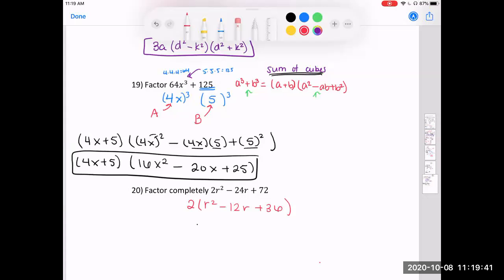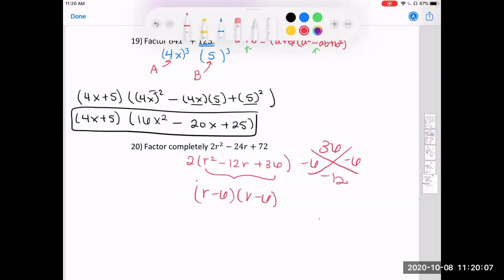Okay, now we see that here we have a trinomial. Can we factor it? Well, let's see. Can I think of numbers that multiply to give me 36 but add to give me negative 12? 6 and 6 works, right? Negative 6 and negative 6. So this factors to be r minus 6 and r minus 6. Whenever you have something times itself, you want to write it as an exponent. So because we have 2 copies, this would be r minus 6 squared. And don't forget that 2 you factored in the beginning. So there we have that problem.